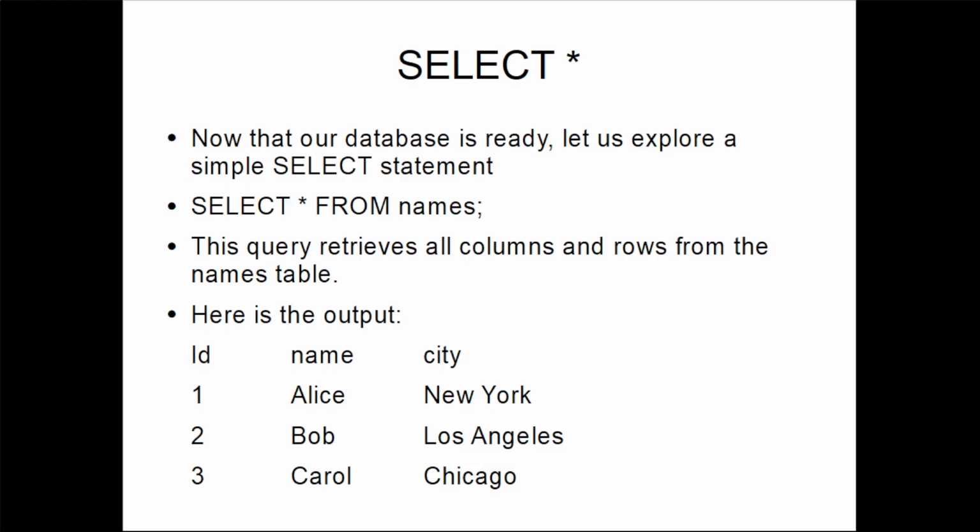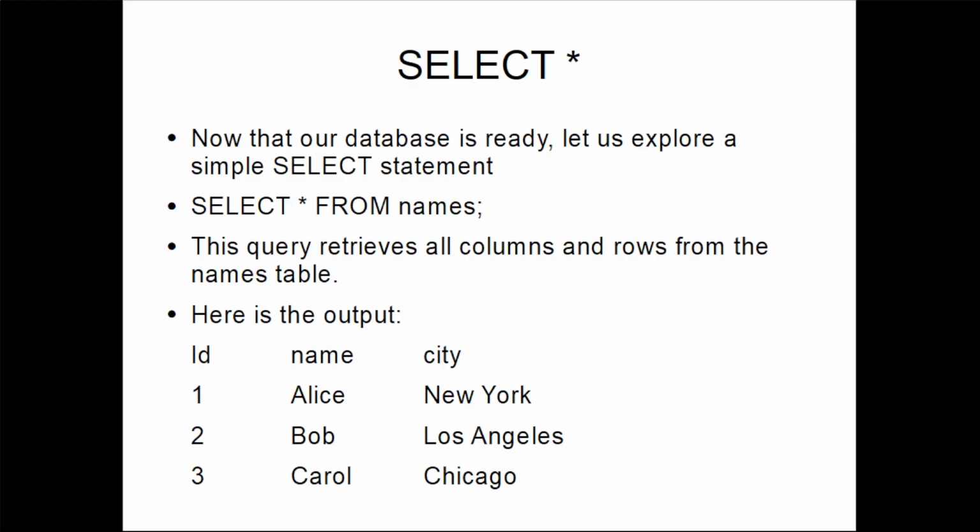Go ahead, type this query into your SQL editor and run it. If your names table has data like the ID, name, and city columns we added in the previous video, this command will display every column and row, giving you the full data set. For instance, you might see records like 1, Alice, New York, or 3, Carol, Chicago. Running select asterisk from names is a great way to explore your data, especially when you are getting started or checking what is in a table.